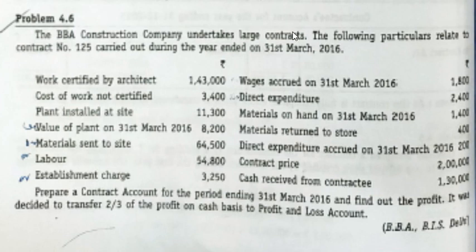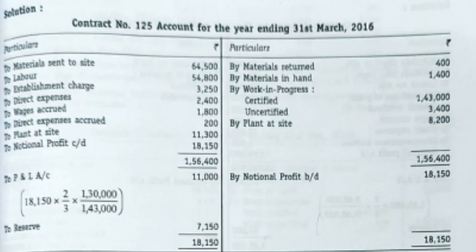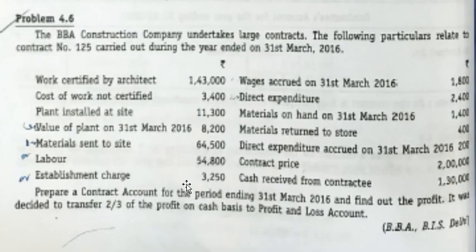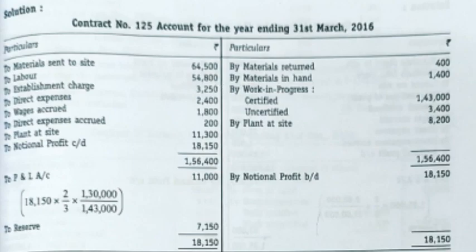But in this problem they have asked us only to prepare a contract account to show the profit to be transferred to your profit and loss account. So now let us prepare. This is your contract account. To materials sent to site 64,500, as per the question. Then we will take labor 54,800.